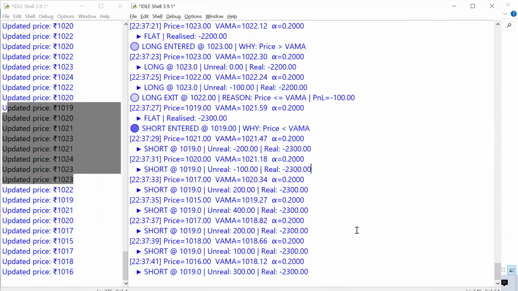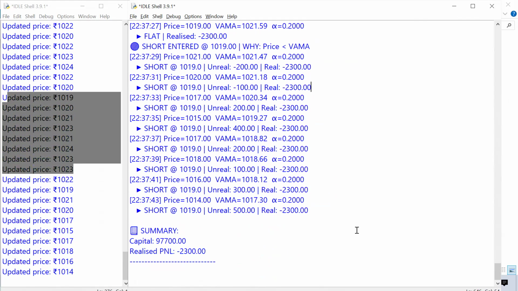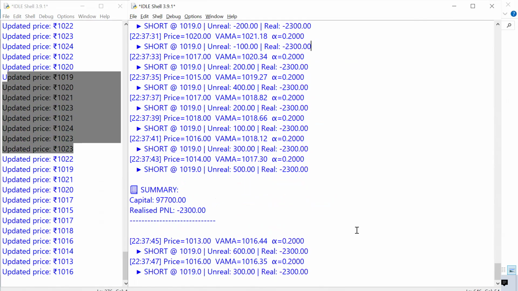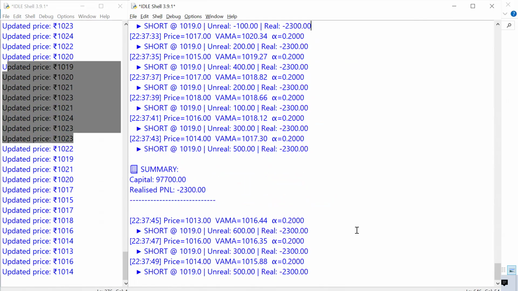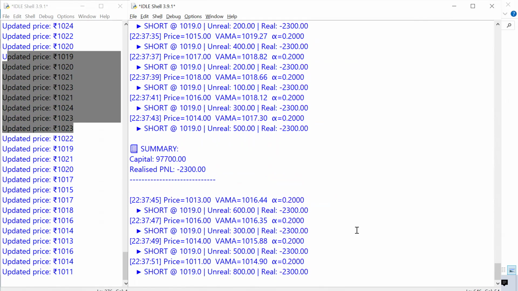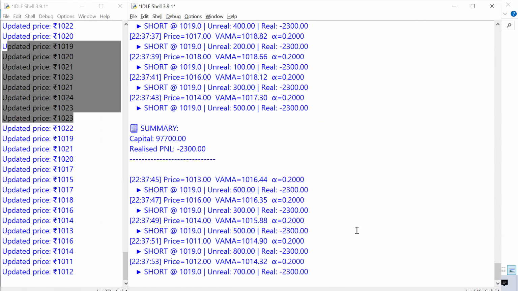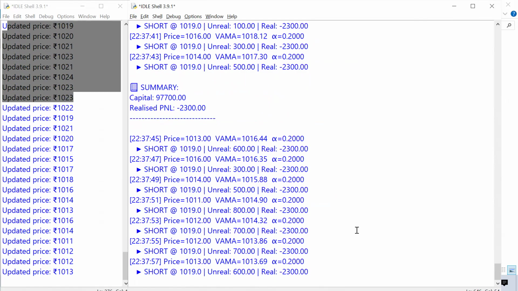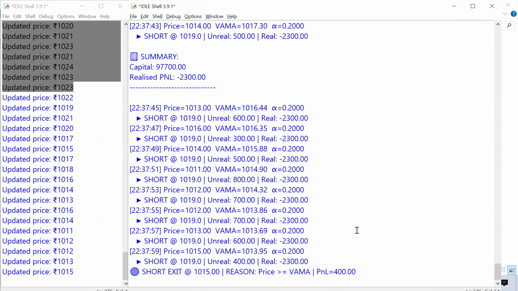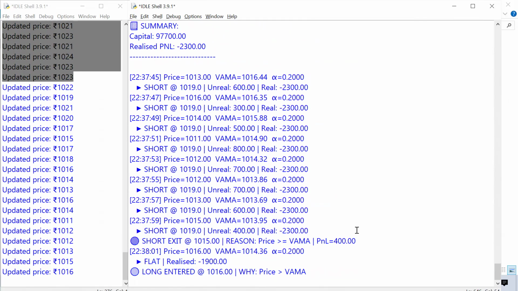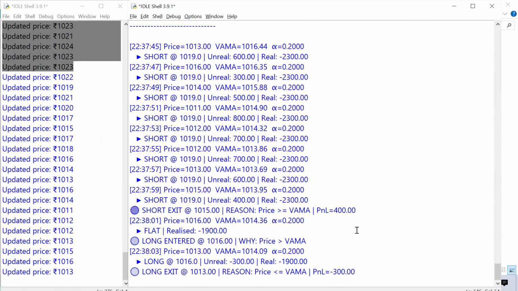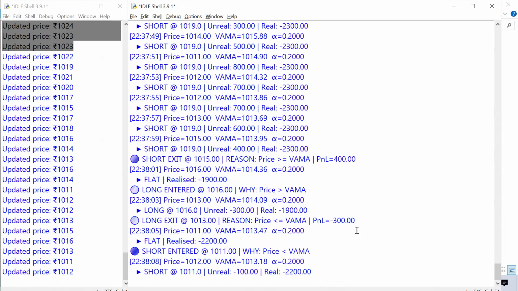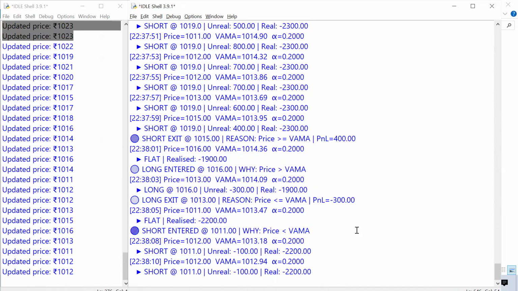1019 is an entry for short, 1019. If the value goes above VAMA, then only we are going to book the loss or profit, otherwise not. Okay, we exited the position. We are long. Okay, we have to exit this also. We are short at 1011.